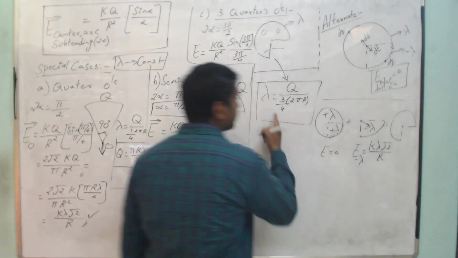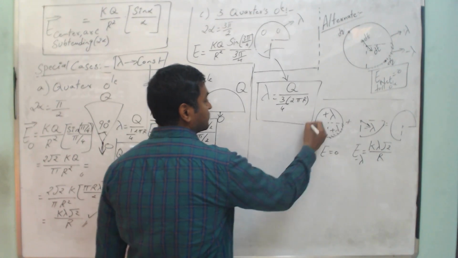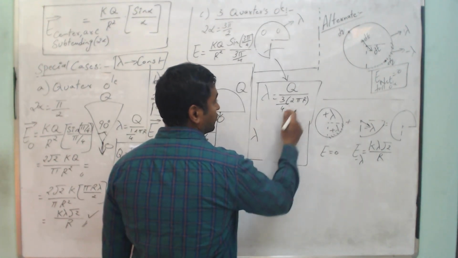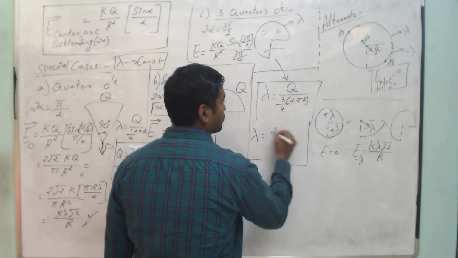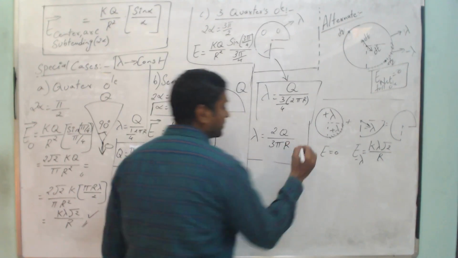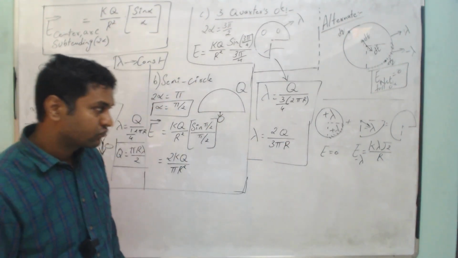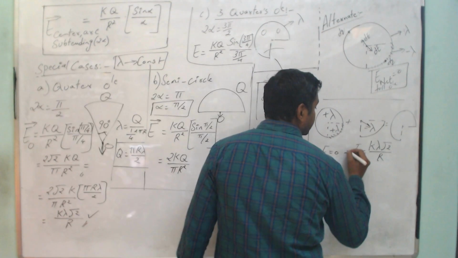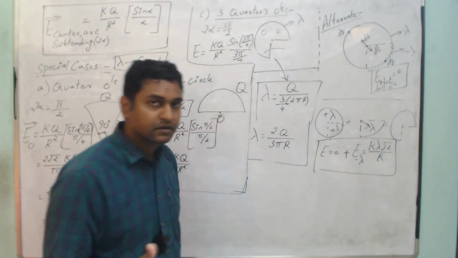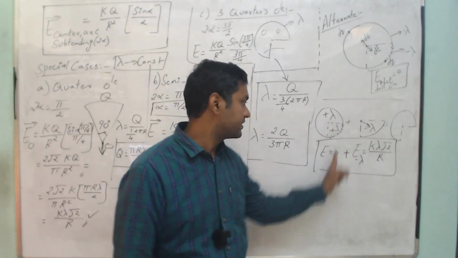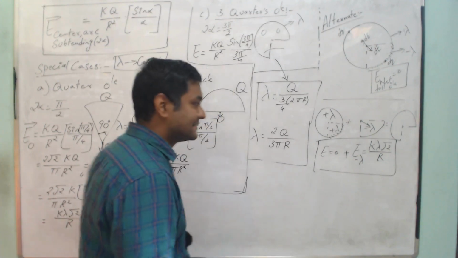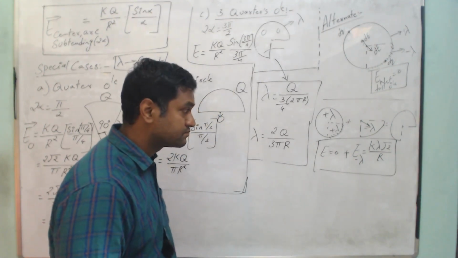But what is lambda for me? Lambda for me is equal to 2 will get cancelled, 2q by 3 pi r. Is this clear? Anyways, the resultant electric field answer should be a combination of these two, right? This electric field plus this electric field should be my answer. Is this clear?